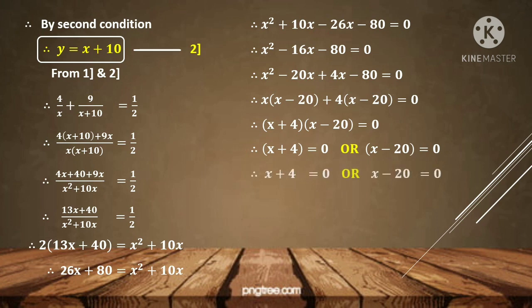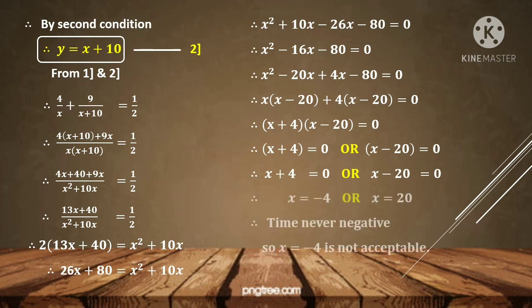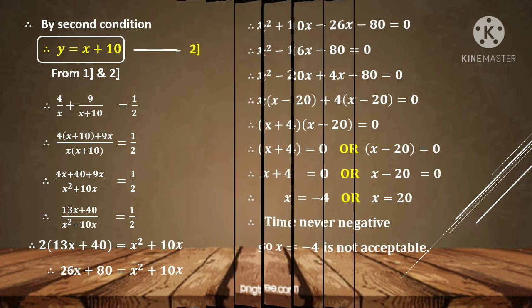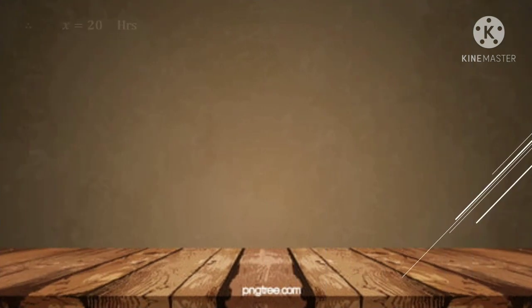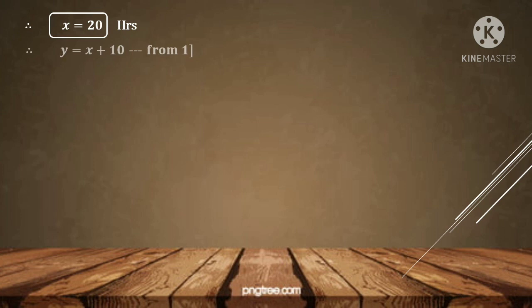But we have considered x as a time. So time is never negative, therefore x equals minus 4 is not acceptable, and therefore we have to consider the second value, x equals 20. Now from equation 2, y equals x plus 10. Now put the value of x equals 20, we get 20 plus 10 equals 30. So y equals 30 hours.